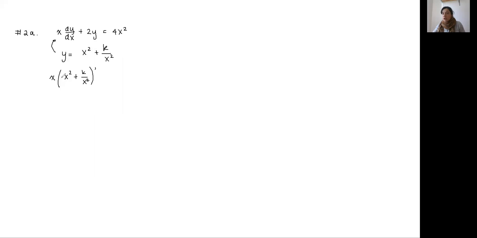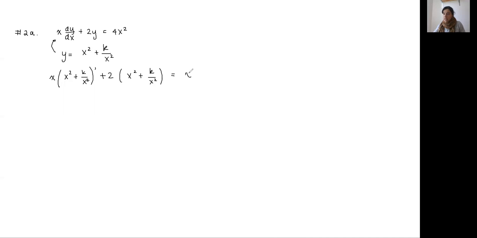All right, so this is for problem number 2a. We are trying to plug in y into our equation, which means we start by plugging it into dy over dx, which means we're going to have to differentiate it. And then plus 2 times y, which is 2 times x squared plus k over x squared. And we're going to see if we can get this to simplify.